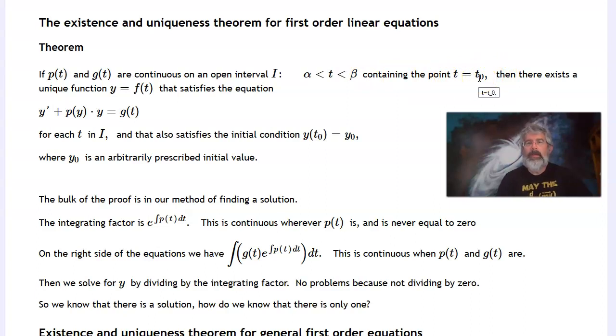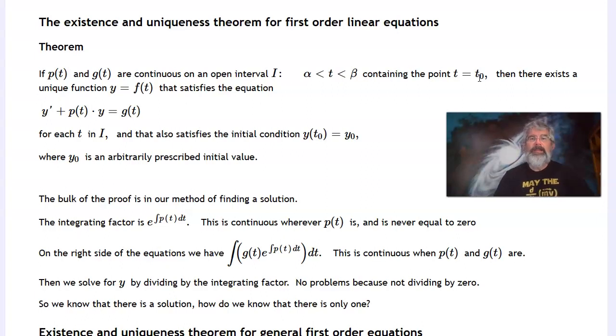And if we have that, then there exists a unique function, unique meaning only one, y equals f of t, that satisfies the equation y prime plus p of t times y equals g of t. This is our first-order linear differential equation. For each t in that interval. So the solution that we find is both defined and continuous in that interval where p and g were both continuous, and this also satisfies the initial condition y of t0 is y0 for any arbitrarily chosen y0.